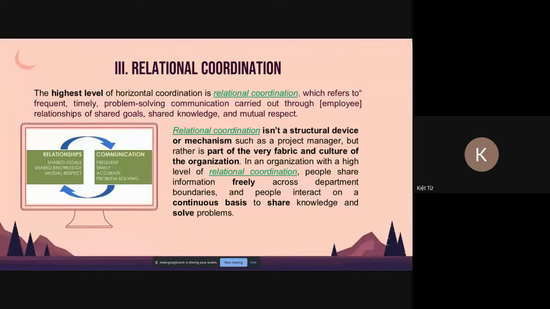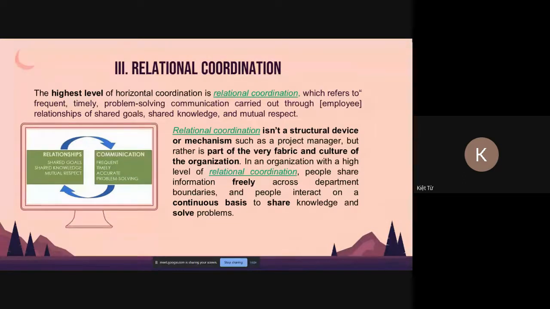Relational coordination is the highest level of horizontal coordination, which refers to frequent, timely, problem-solving communications carried out through employee relationships of shared goals, shared knowledge, and mutual respect. Relational coordination isn't a structural device or mechanism set by a project manager, but rather is part of the very fabric and culture of the organization.